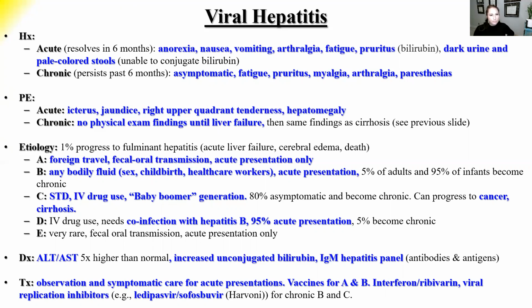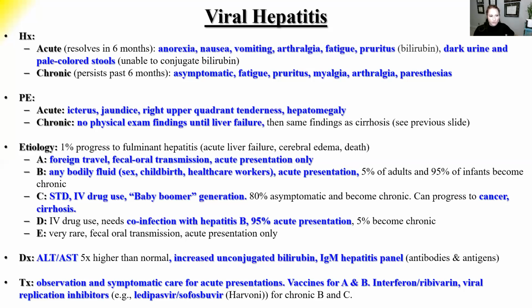C is a sexually transmitted infection. IV drug use also. Baby boomer generation, because a lot of people had fun in the 60s, and so they recommend screening that baby boomer generation with this. 80% of Hep C is asymptomatic and it will progress to become chronic, so they may not even know that they have it. Remember that hepatitis C puts them at higher risk for liver cancer and cirrhosis later on.